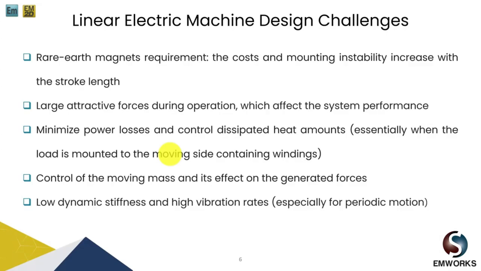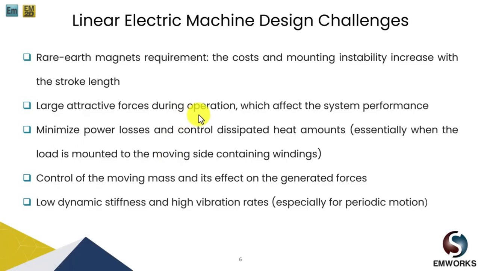So, for a PMSM linear electric machine, we need a rare earth magnet, and as we know, the cost and the mounting instability increase with the stroke length. So this is one of the major challenges for linear electric machines with permanent magnet assistance. Second, we have a large attractive force during operation, which affects the system performance.